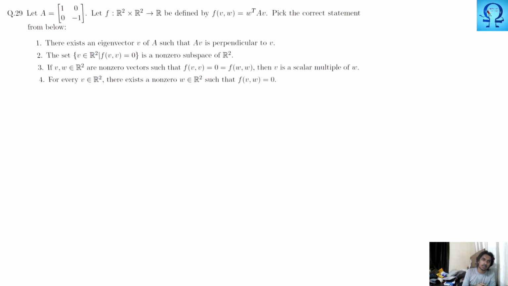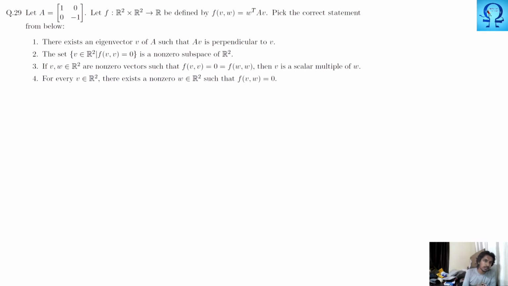Moving to the next question, it is given that A is the matrix 1 0 0 minus 1, and we are given a bilinear map defined from R2 cross R2 to R in this fashion. Now we have to check the correct statement. In the first option, they have given that there exists an eigenvector v of A such that Av is perpendicular to v. So let us examine it.